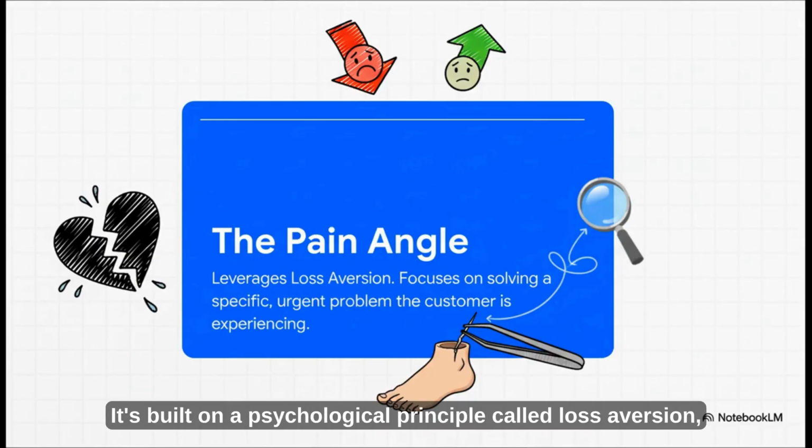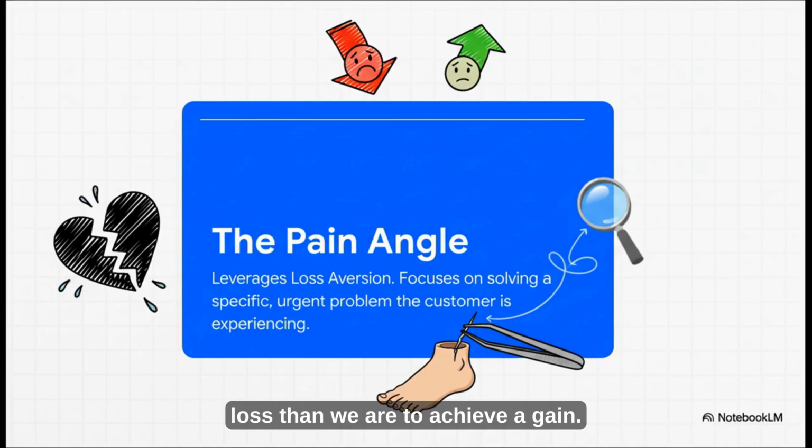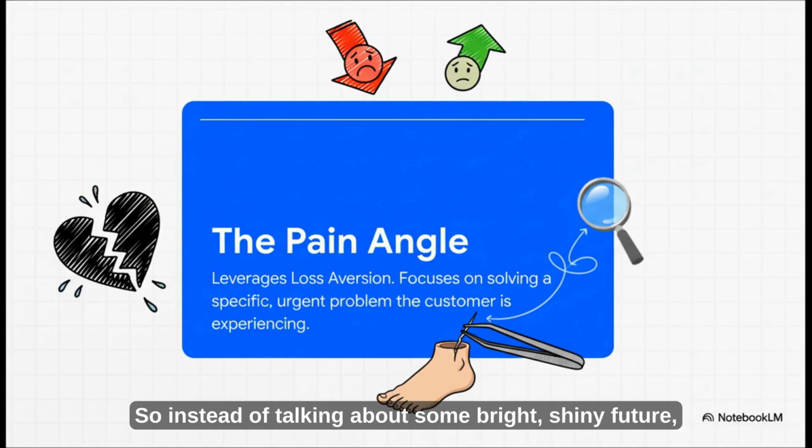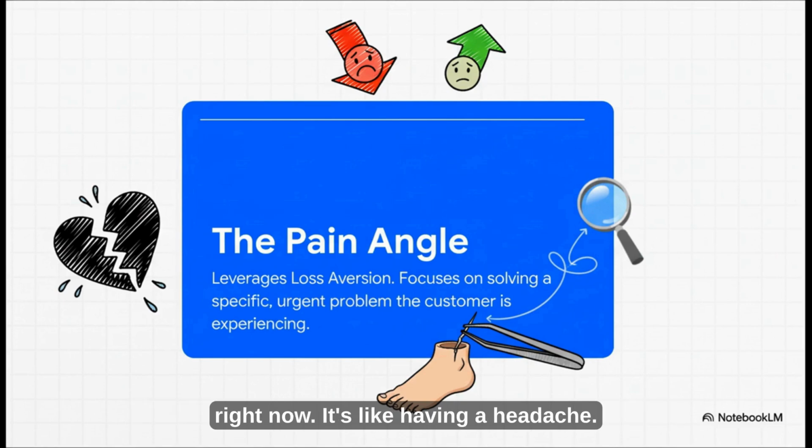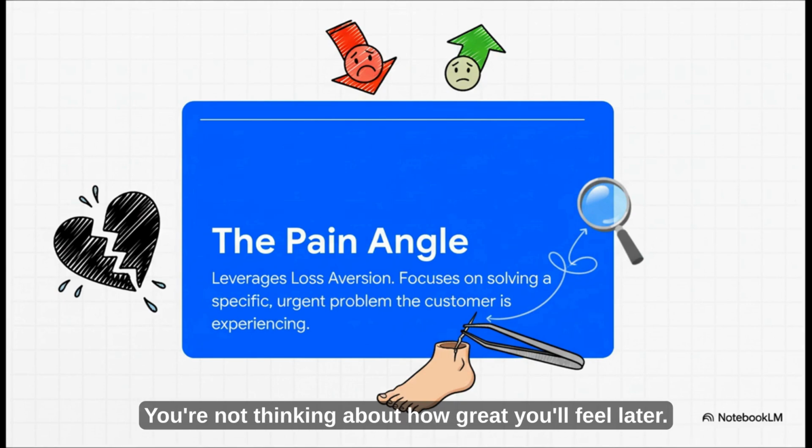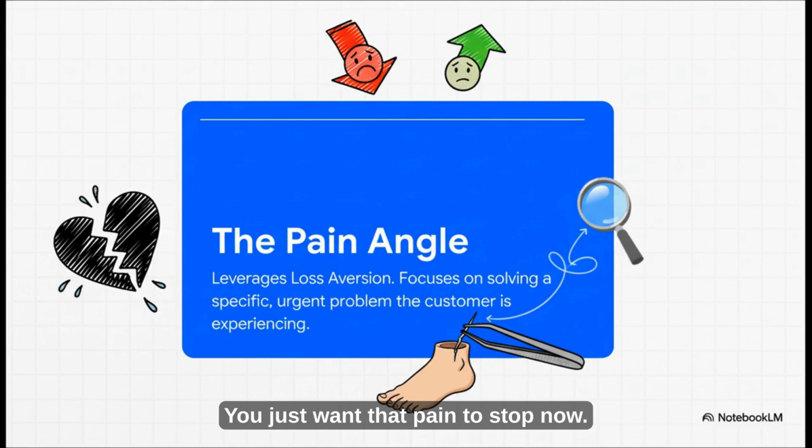It's built on a psychological principle called loss aversion, which basically means we are far more motivated to avoid a loss than we are to achieve a gain. So instead of talking about some bright, shiny future, this angle focuses on fixing something that's broken right now. It's like having a headache. You're not thinking about how great you'll feel later, you just want that pain to stop, now.